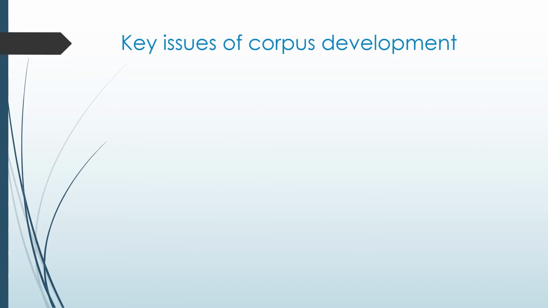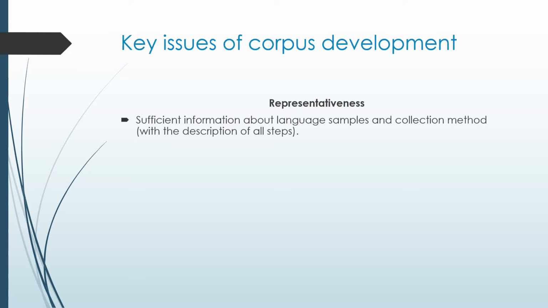Now, key issues in corpus development. There are a bunch of them. The first one is representativeness. So there should be sufficient information about language samples and their collection method, with a description of all steps. That thing is pretty developed in the corpora we are talking about, and we will look at how exactly the authors approached this specific issue a bit later.